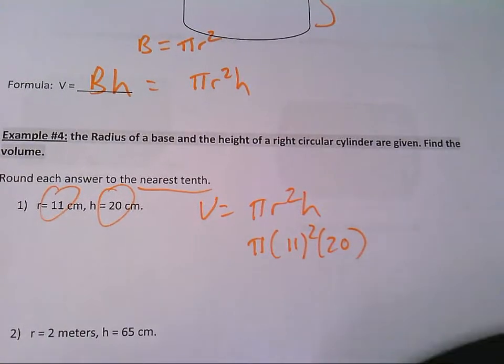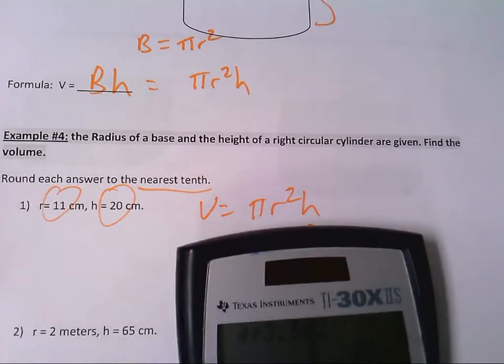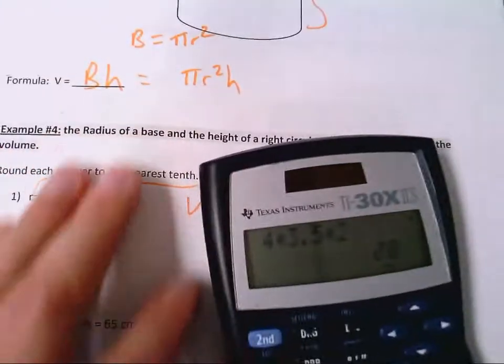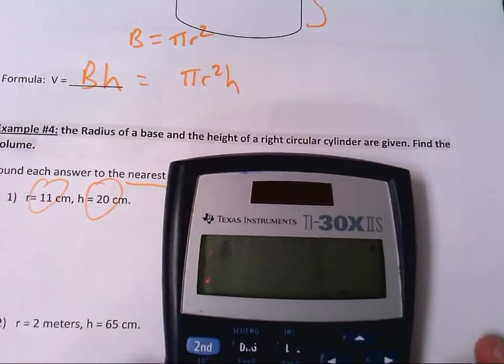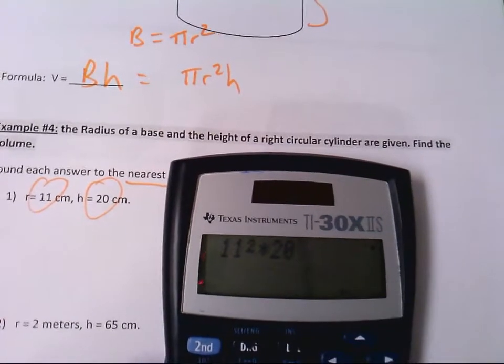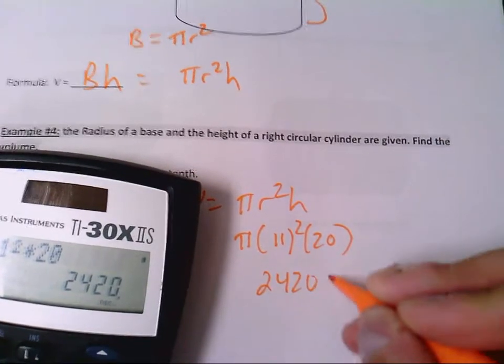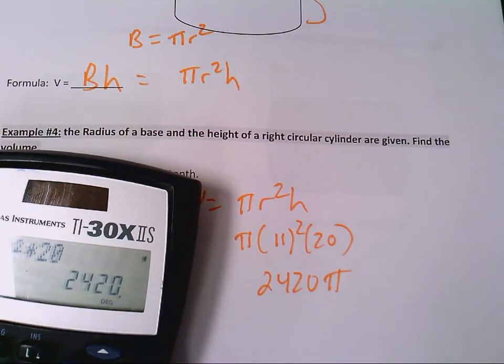And typically what I like to do, and this is a good habit to get into, especially for later on when you do problems like this, is we're going to do the 11 squared times 20 first. And we get 2420. 2420. And I'm going to tack the pi on there. All right, it's a good habit to get into, because later on in math they may ask you to leave it in terms of pi.